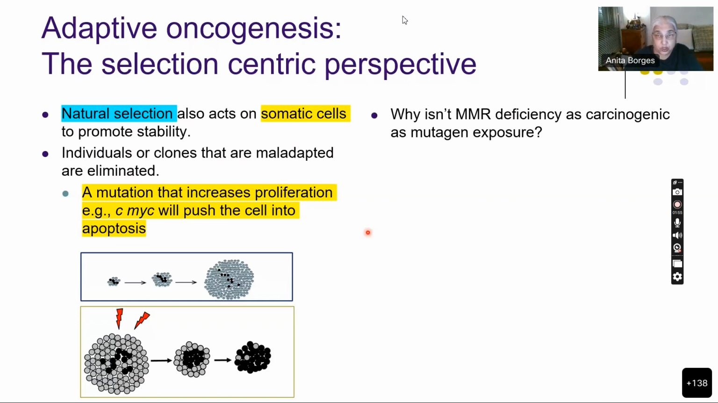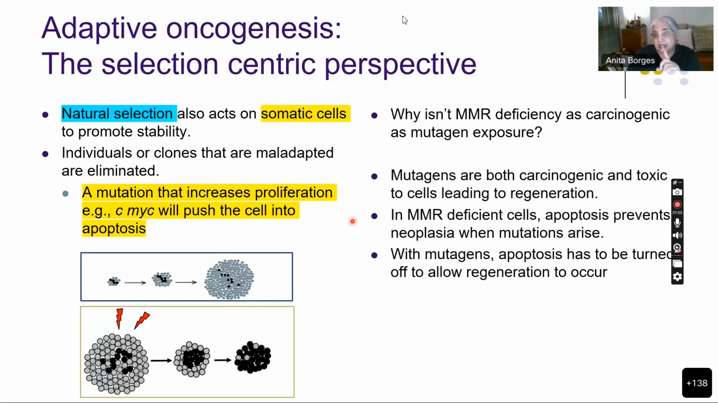And this is true. You have mutagen exposure and you get many tumors and you get them quickly. And the answer lies here. Mutagens are both carcinogenic and also toxic to cells. And when a cell dies, it leads to regeneration. And in MMR deficient cells, we just said, apoptosis prevents neoplasia when mutations arise. But with mutagens, apoptosis has to be turned off because there is death that is happening and regeneration has to occur.